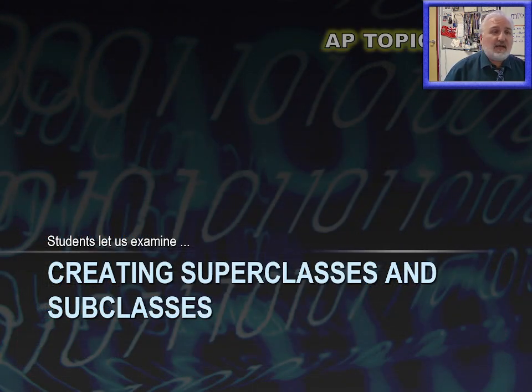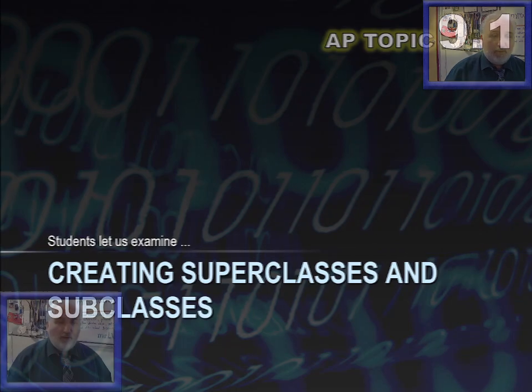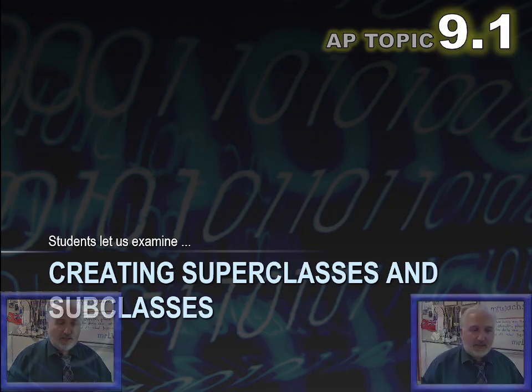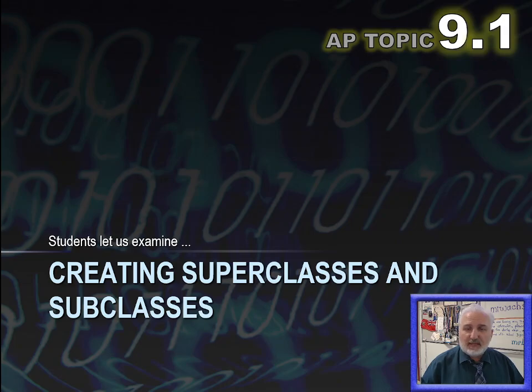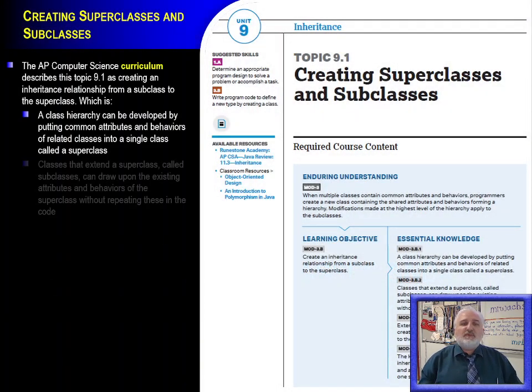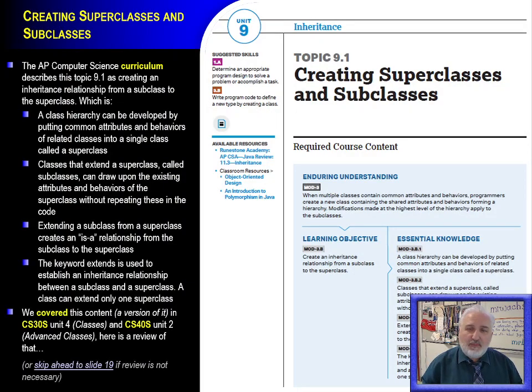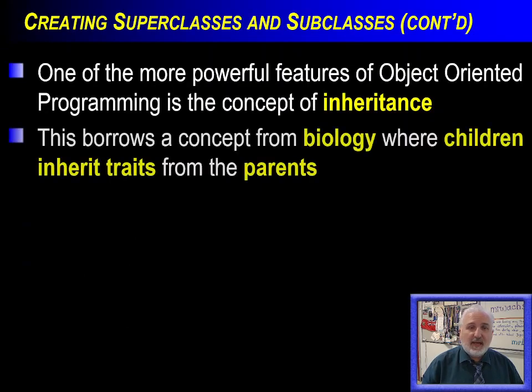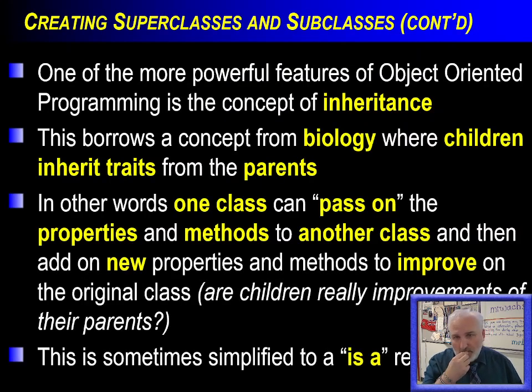All right, so let's take a look at AP topic 9.1, which is creating superclasses and subclasses. What does this mean? So specifically, this is outlined in the AP curriculum as follows. You can read it there if you'd like, about class hierarchies, about subclasses, about the is-a relationship, and the keyword extends. But let's see how this was covered in both Computer Science 30S and Computer Science 40S.